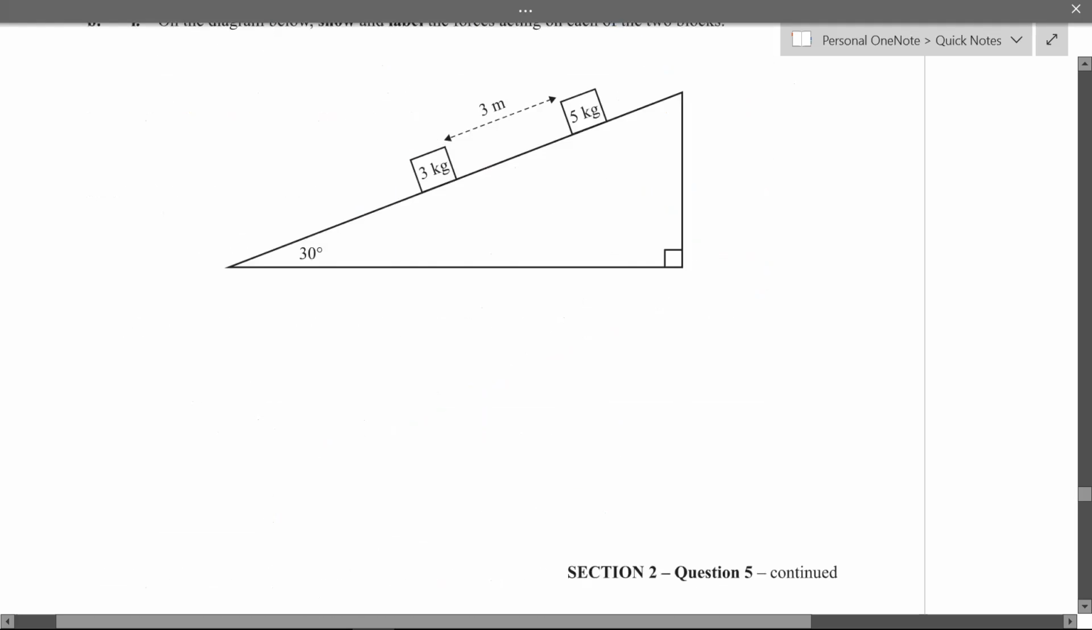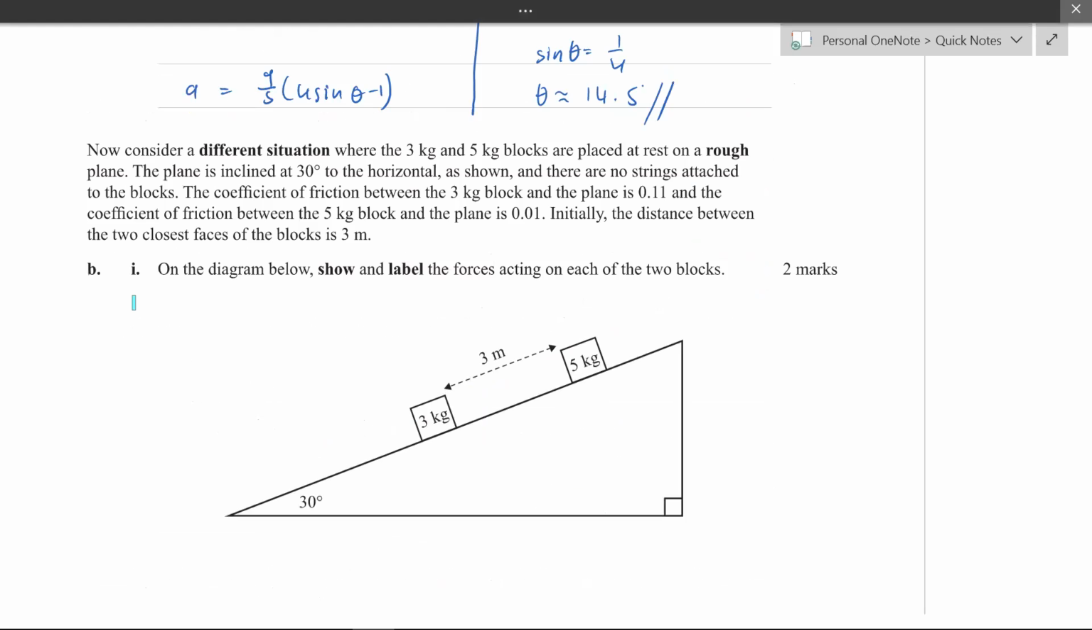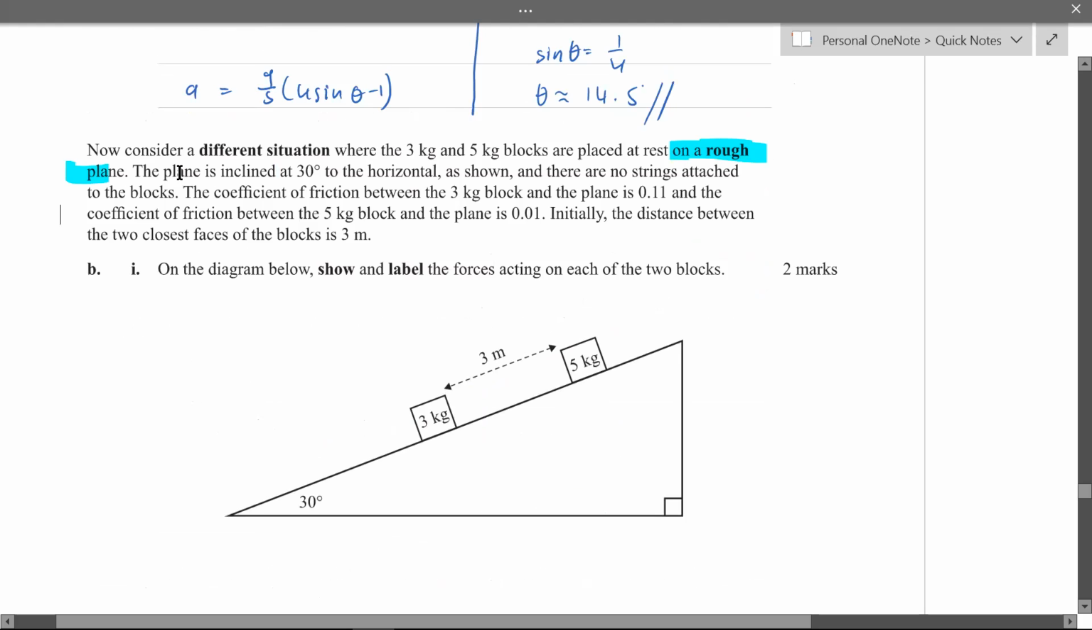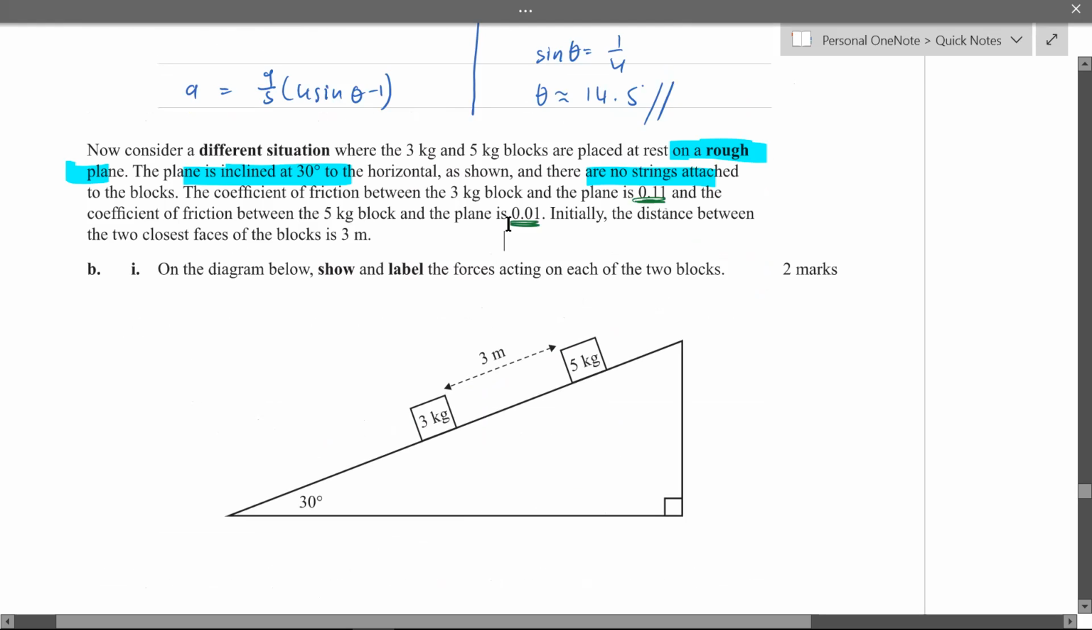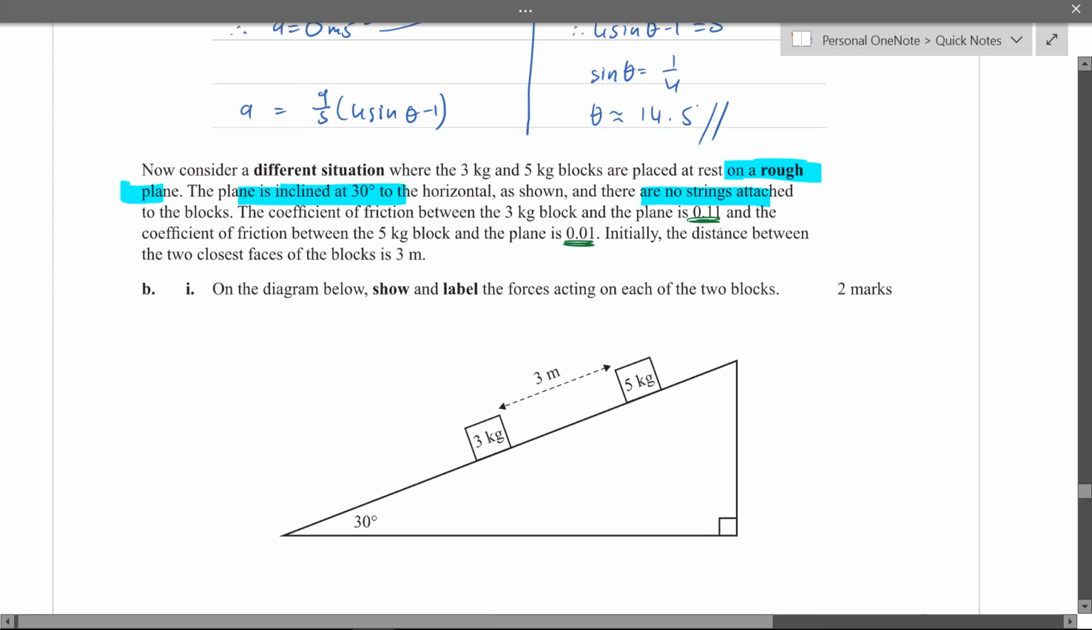So now the thing that's changed is it's a rough plane now. So there's friction, and they've given you what the angle is this time, and there's no strings, so there's no tension forces. The first coefficient of friction is 0.11, and the second one is 0.01. So to use those, part B just tells you what to do.